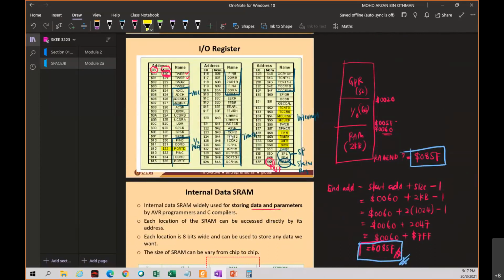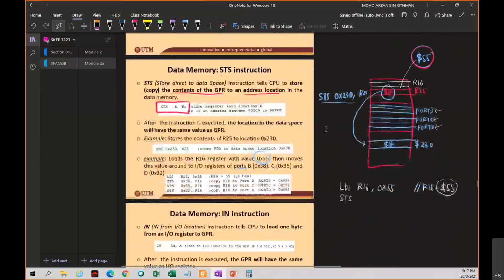Alamat port D adalah 32, port C 35, dan port B alamatnya 38. Okay, so kita kena pakai alamat ni. Okay, the memory address punya alamat 32, 35 dengan 38. Okay, so now you know that.